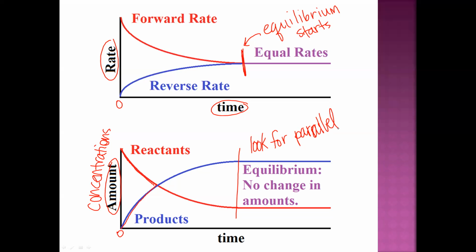Okay? So big takeaway from these things. I'm a very visual person. That's why I like to look at these graphs. The biggest takeaway is that the rates are equal to each other, but the concentrations are not. The concentrations are just constant. Okay? So that might be like a true-false statement.